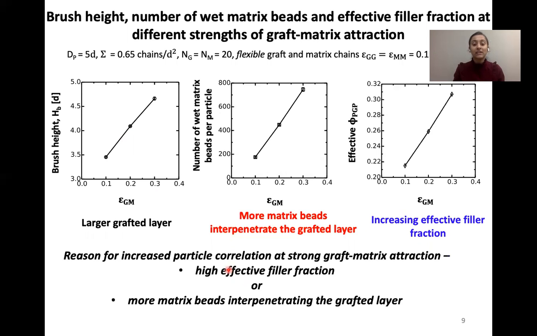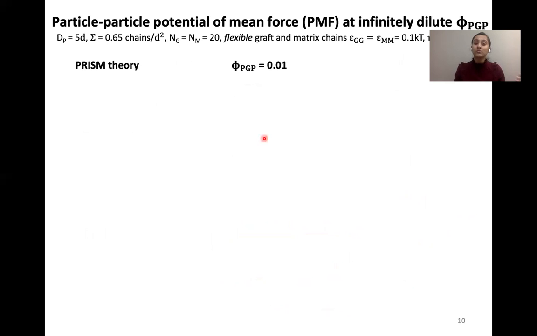Thus, the reason for increased particle correlation at strong graft matrix attraction can be attributed to either high effective filler fraction or more matrix beads interpenetrating the grafted layer in these PNCs with high strengths of graft matrix attraction. To decouple these two effects, we used PRISM theory to calculate the particle-particle potential of mean force at infinitely dilute φ_GP. This corresponds to a very low φ_GP, where effects due to a high grafted filler fraction should be negligible. The particle-particle potential of mean force gives effective interparticle interactions.